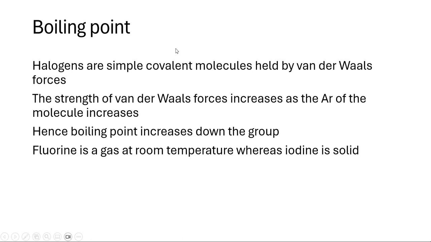Boiling point. Halogens are simple covalent molecules held together by van der Waals forces. The strength of each van der Waals force increases as the Mr of the molecule increases. As you go down the group, you have more protons and more electrons, so there are more van der Waals forces. Hence the boiling point increases down the group.